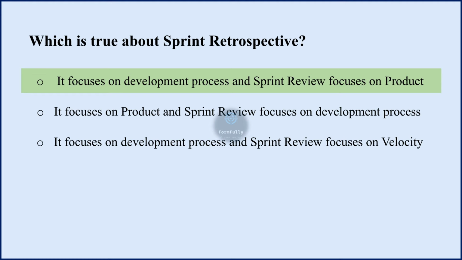The sprint retrospective is a dedicated Scrum event that provides the Scrum team with an opportunity to inspect and adapt its processes and iterations. So it is a time for the team to reflect on the sprint and discuss what went well, what could be improved, and how to implement those improvements in the next sprint.